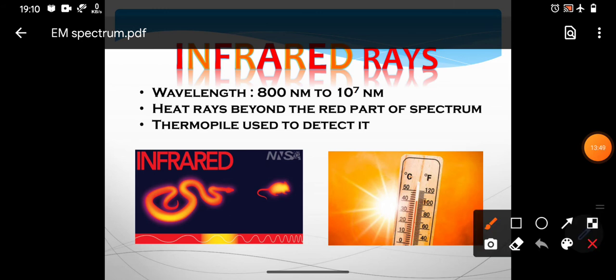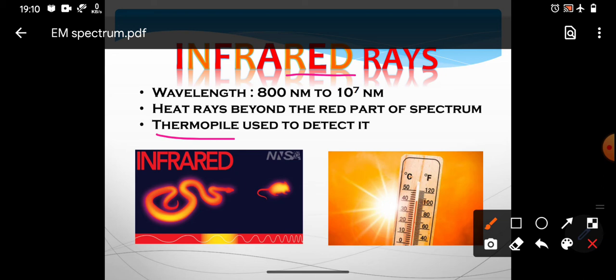We cannot see infrared rays, but we can feel them. Like in front of a fire, if we sit, we have a sensation of heat falling on us. That heat is actually the infrared rays. In the same way, we human beings also radiate a small amount of heat rays from our body. Whatever heat you are getting, whether from the sun or from a fire, is basically infrared rays. A thermopile is an instrument used to detect infrared rays.